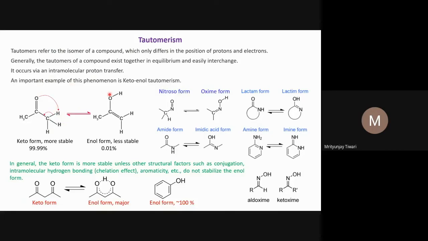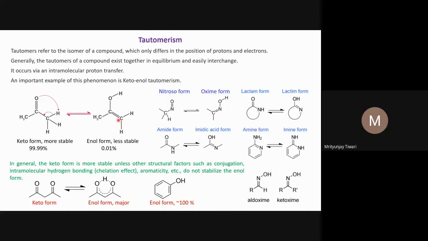An important example of this phenomenon is keto-enol tautomerism. Keto-enol tautomerism is the most important, most common, and most famous tautomerism. You can see this example: this is acetone, and this is one structure, but acetone can also exist in this structure, although its presence in the total compound is very small, because this is a very unstable state.